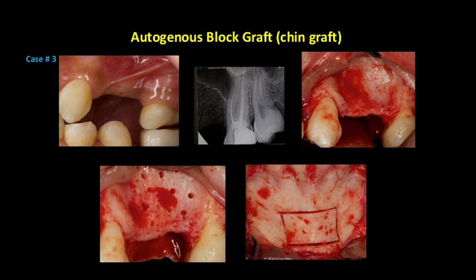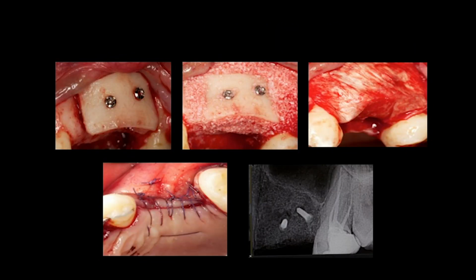We used autogenous bone graft, chin graft, to augment the horizontal bone loss. So again, this is Seibert class 1, with horizontal bone loss. So this is the area. Patient is missing teeth number 4 and 5. This is the defect site. This is after exposure. We see how big the defect is.